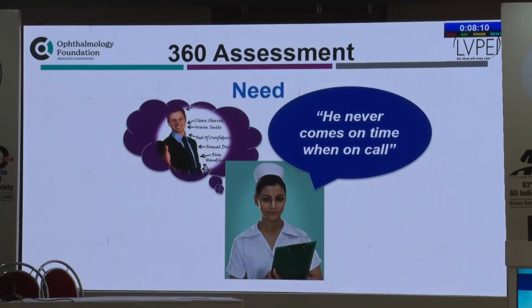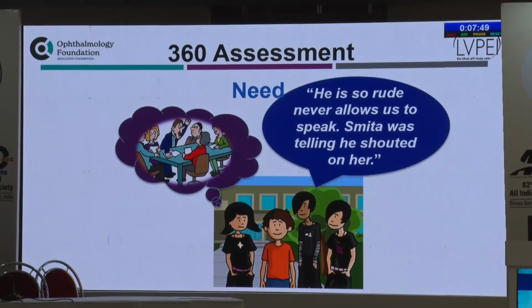Let us look at the case of a resident who was extremely well behaved, very well groomed. But if you talk to the nurse, she will say he never comes when he is on call, and his phone is always switched off, so we have to call repeatedly. Let us look at the scenario of the boy who kept on raising his hand, answering all the questions, and you find that colleagues complain that he or she is rude, never allows us to speak, and shouts at other colleagues.